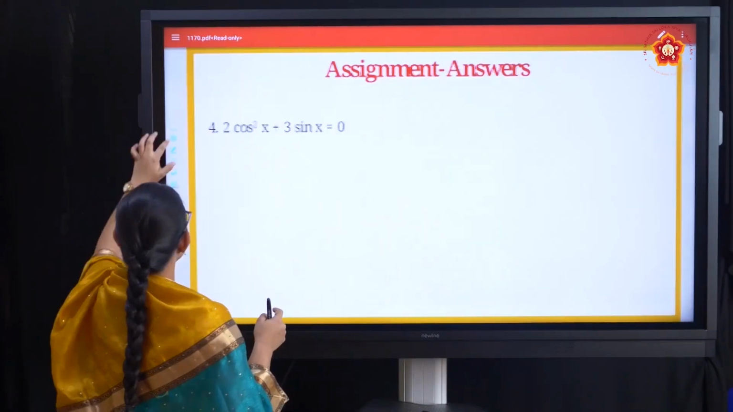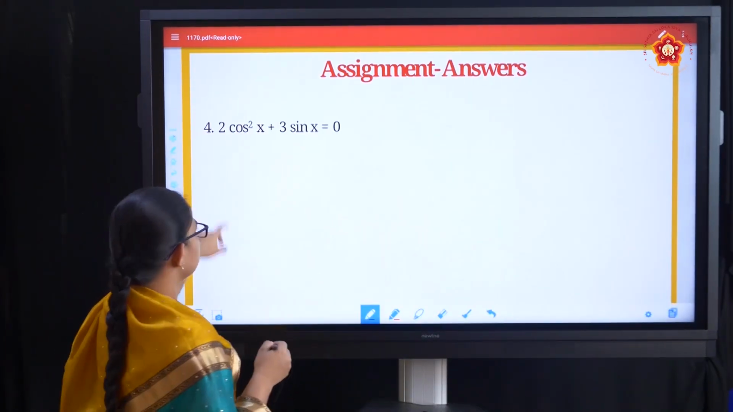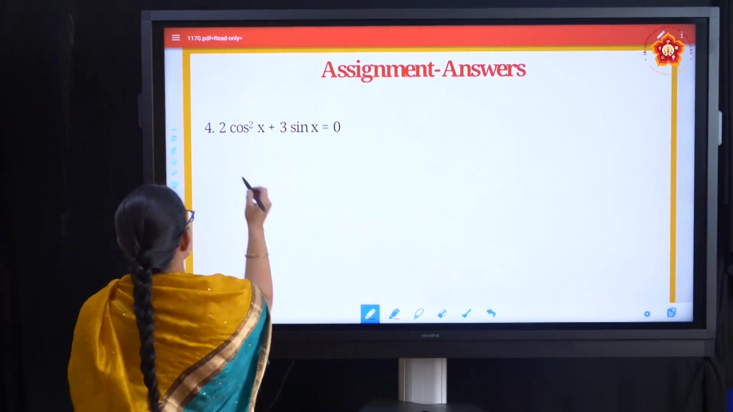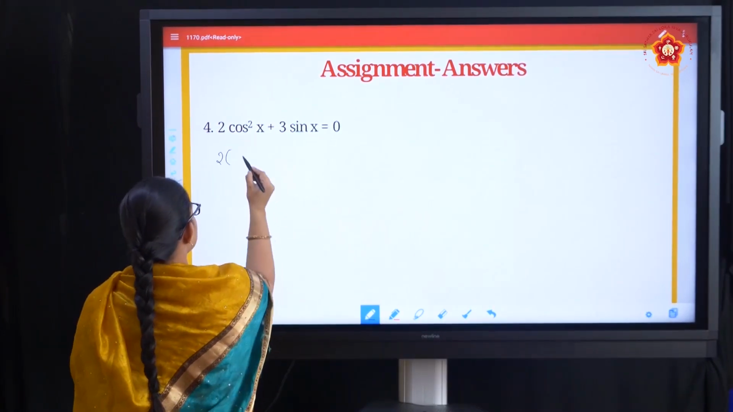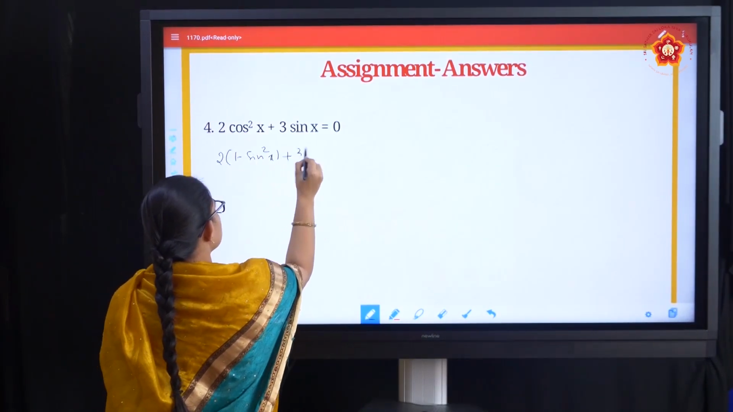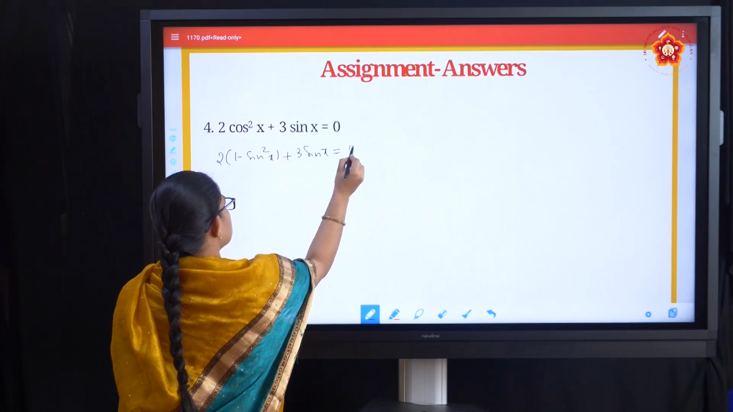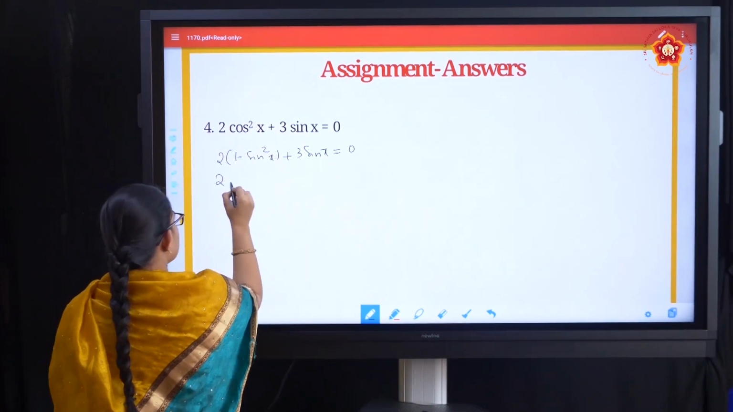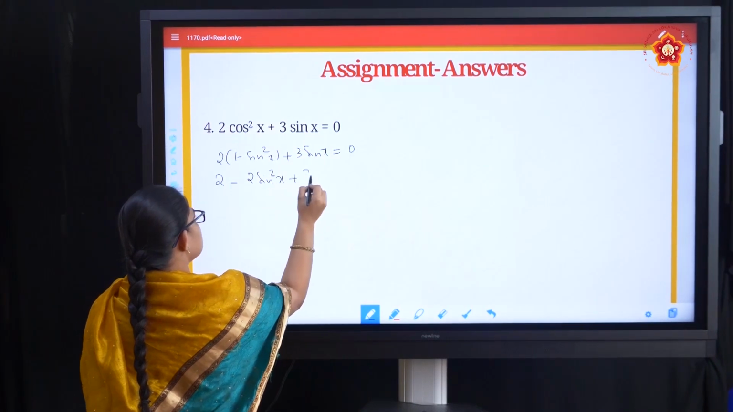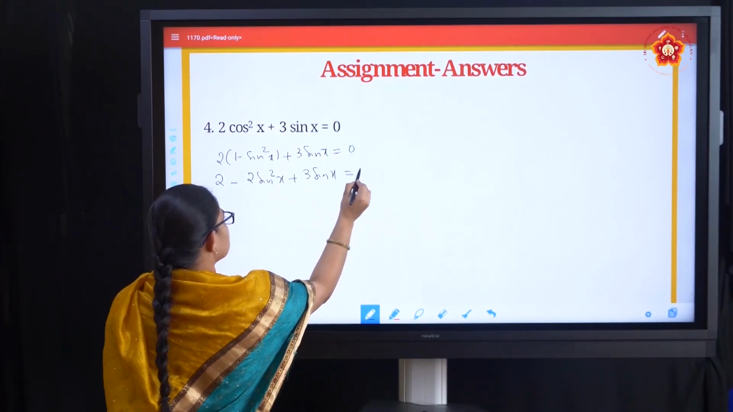Let us see the next problem. We have 2 cos square x plus 3 sin x is equal to 0. So here cos square x we can write in terms of sin, that is 1 minus sin square x. So 2 times 1 minus sin square x plus 3 sin x is equal to 0, or we can write this as 2 minus 2 sin square x plus 3 sin x is equal to 0.